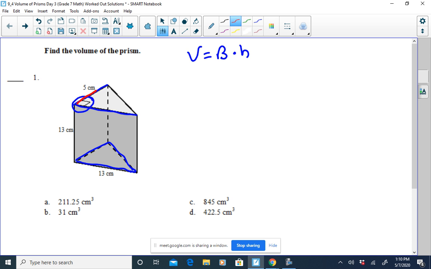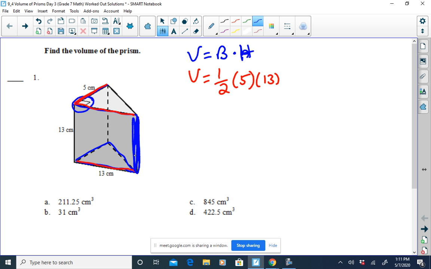So I can see very clearly that the base of my triangle is 5. The height of my triangle is going to be that distance there. It's going to be the 13. So volume is going to be equal to 1/2 of 5 times 13, but then we still have to multiply by the height of the prism as it sits on the base. So we have to multiply it by that other 13. Right? So notice it's just 1/2 of the 5 times the 13 times the 13.